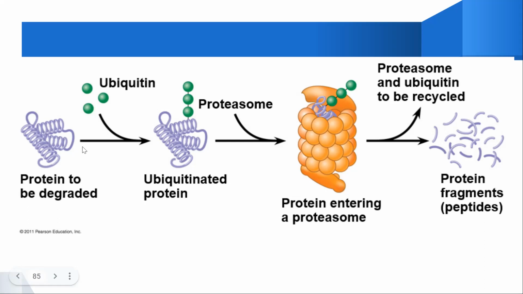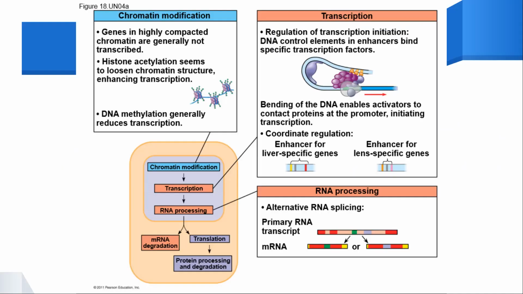Here it's showing you a protein that's going to be degraded. Ubiquitin is a protein that would then bind to it. So basically, when we want to get rid of a certain protein, we can add that ubiquitin, and that's going to tag it so that it knows that it needs to be destroyed. It goes into the proteasome, and it basically chops it up and recycles all of those pieces. So how long the proteins stick around in the cytoplasm is another way of controlling gene expression.